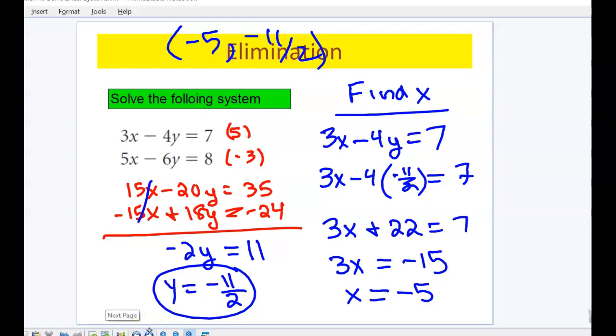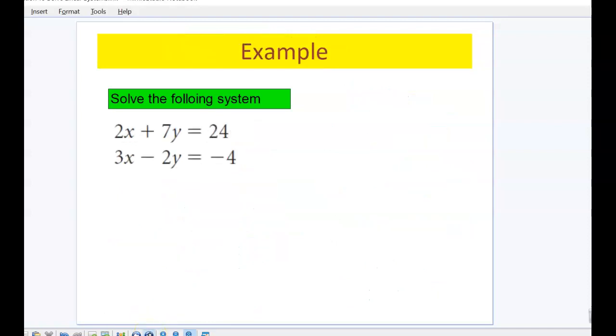So again, in this example, I have to multiply both equations by a constant in order to get a coefficient in front of one of the variables to be the same so that they would eliminate. Okay, I would like you to pause the video and give this one a try.